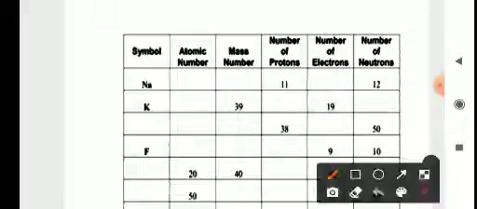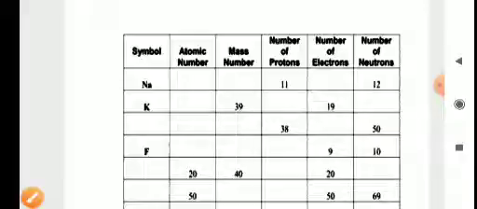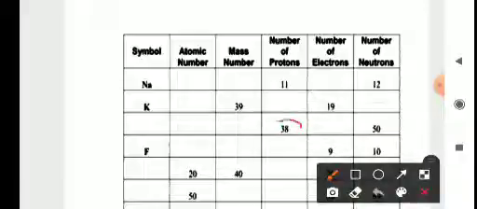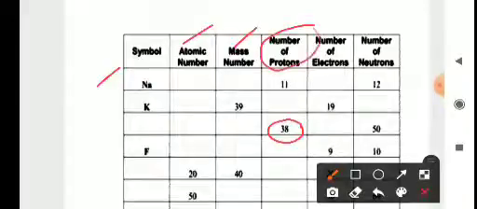For potassium, atomic number 19. So the number of electrons is also 19, protons also 19, and the number of neutrons will be 20. Here only the number of protons is given. No element symbol, no atomic number, no mass number is given. So on the basis of protons, you will find out the element, its atomic number and its atomic mass.